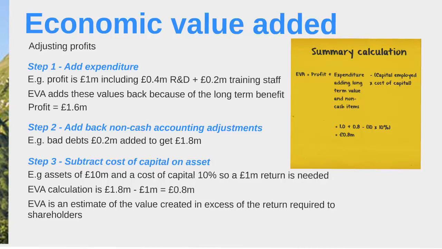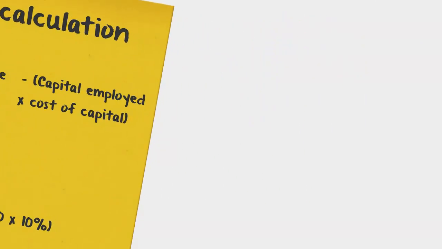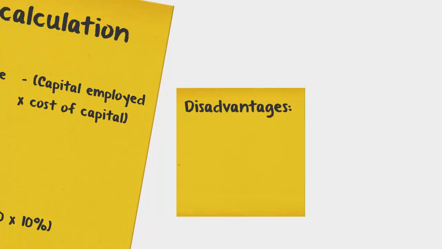And as good as this is, there are of course disadvantages, such as the fact that judgment is required here. Is 0.2 million in training for staff really going to benefit the business in the long run? What if they're being trained in things that are only going to be utilized purely in that project and will be of no benefit going forward? What if the new skills that they have been trained in make them more employable to rival companies and then they leave the organization? That won't actually be of long-term benefit to the organization.